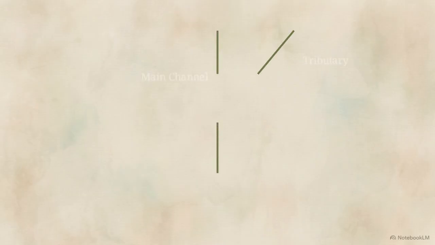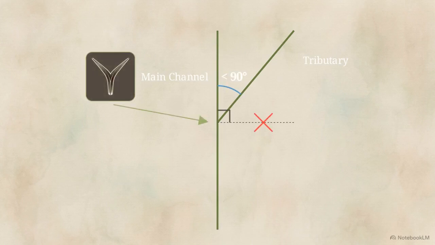In a dendritic system, the smaller tributaries join the main channel at acute angles, less than 90 degrees. Merging at a shallow angle preserves forward momentum. The volume of the water increases, but the flow never has to fight against itself to keep moving forward.